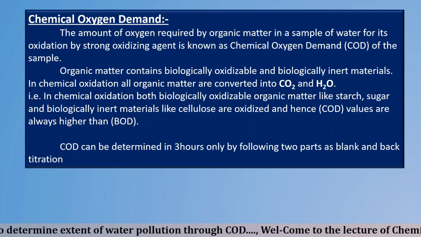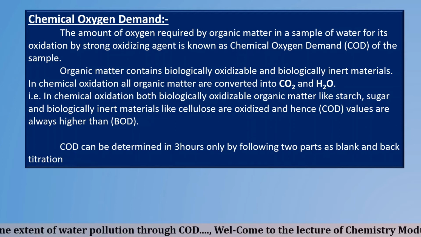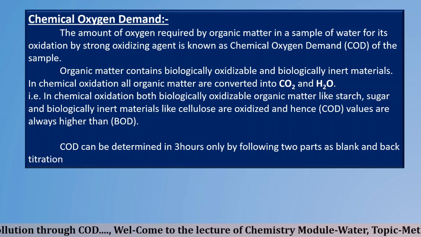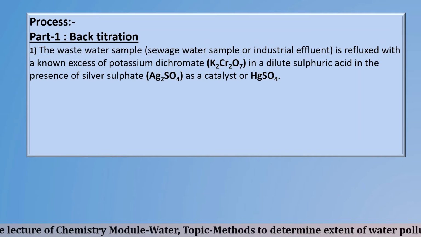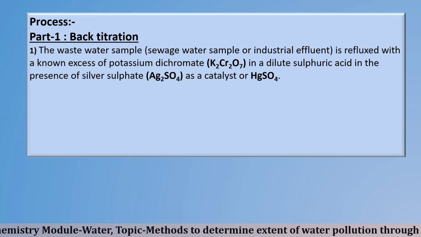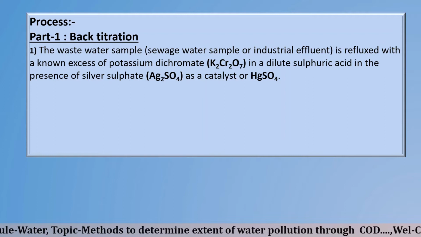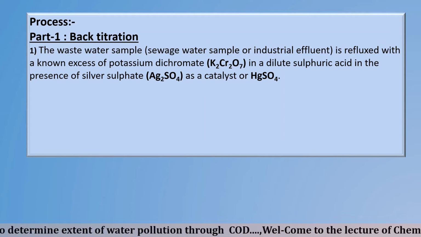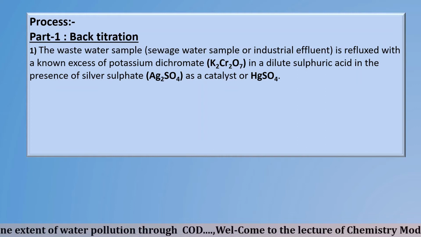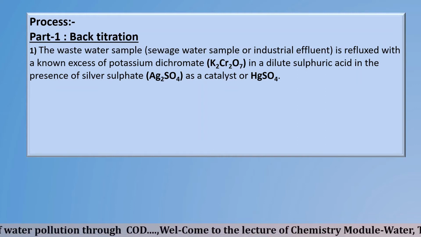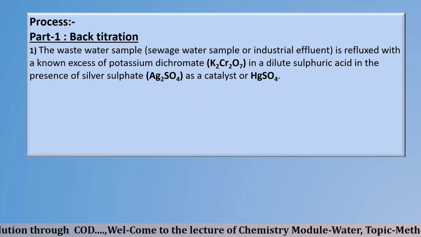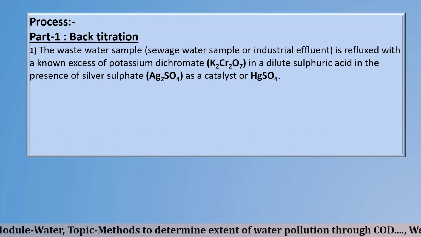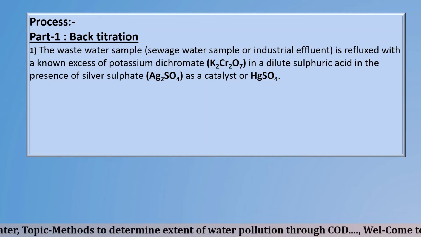And this COD can be determined in 3 hours only by following two parts, that is back titration and blank titration. First, the back titration. In that titration we take a wastewater sample, industrial effluent or sewage water sample, which is refluxed with a known excess of potassium dichromate, K2Cr2O7, in dilute sulfuric acid in the presence of silver sulfate as a catalyst, or mercuric sulfate. All these contents are taken in a round bottom flask.